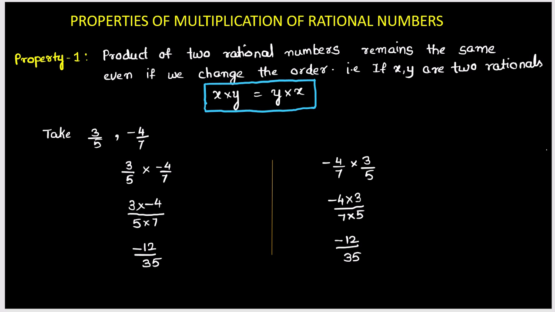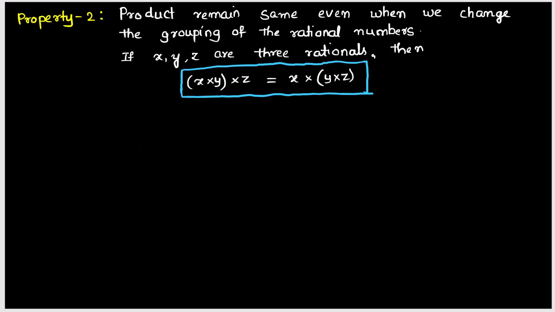You observe carefully these two products, they are the same. That means property 1 is justified. So what is that? If two rational numbers are multiplied in any order, the product remains the same. Now let us see property 2. The product remains the same even when we change the grouping of the rational numbers.